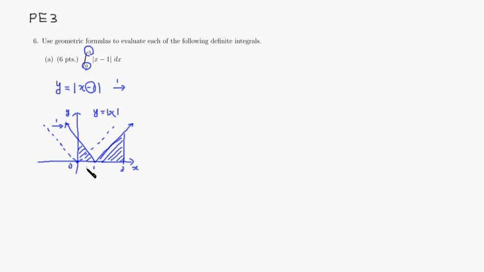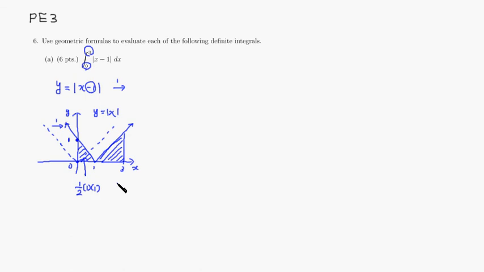So for this area, let's see, the height is right here. Just plug 0 into the function: 0 minus 1 with the absolute value sign is 1. So the height is 1 and the base is 1. So this triangular region has an area of 1 half base times height, which is 1 times 1.